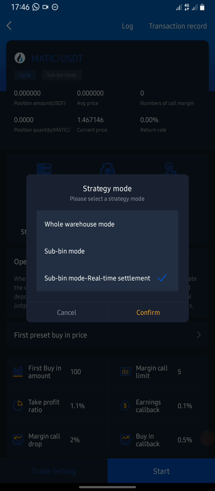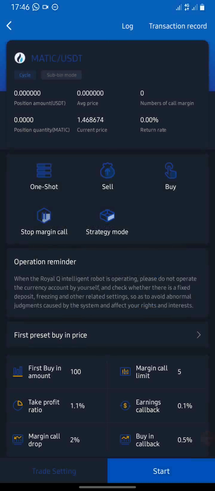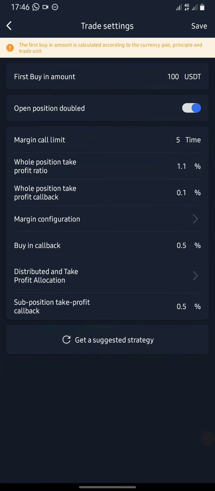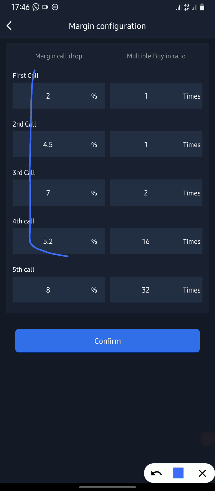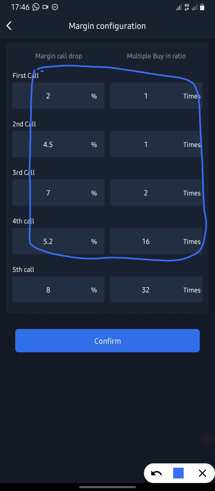Sub-bin mode means that you can see all positions: all warehouse mode, sub-bin mode, real-time settlement. All right. This strategy means that, let's go to trade settings. Now, this first call all through to fourth call here, all these calls will be regarded, the robot will count it as one whole warehouse. All right.